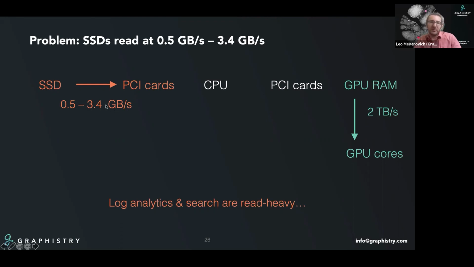But the problem is, let's say we're reading the logs off disk, like an SSD. An individual SSD might have terabytes of storage, but you're only reading it at maybe half a gigabyte or a few gigabytes per second. And so if we want to write software that runs at 100 gigabytes per second, this doesn't really work.